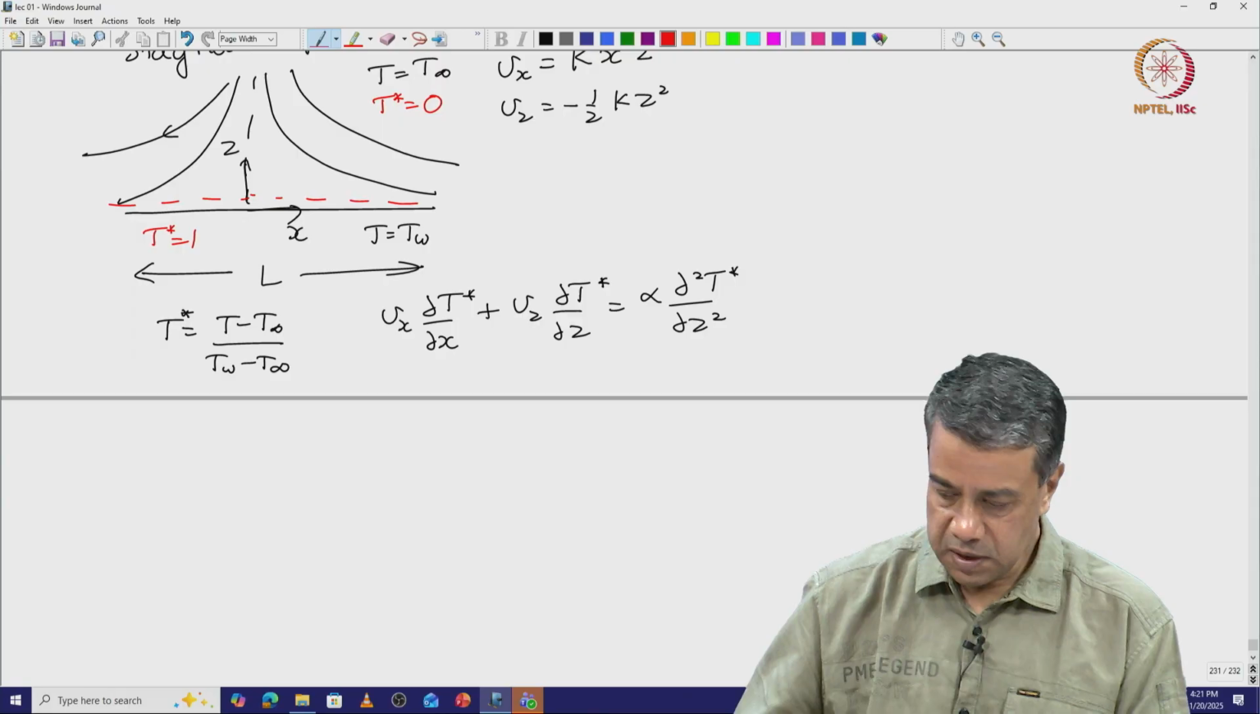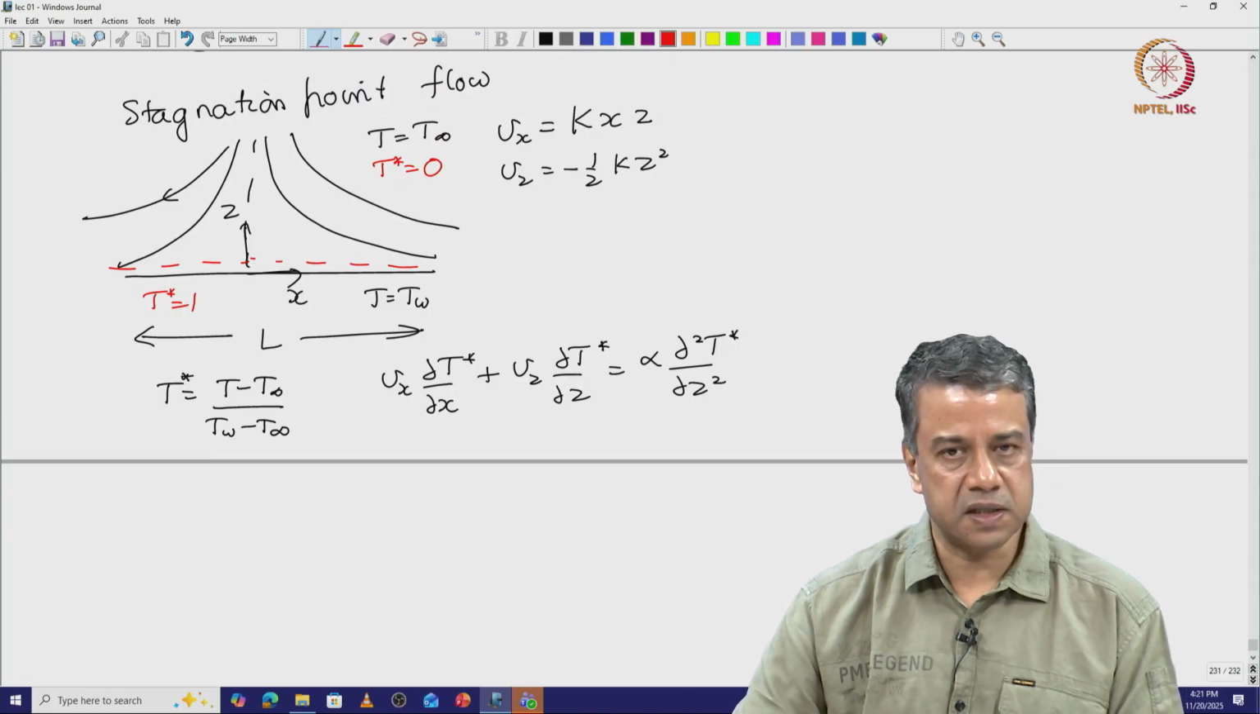So, for this problem of heat transfer at a stagnation point flow, how do we calculate the temperature field in terms of the similarity variable, and the boundary layer thickness in terms of the downstream distance? How do we calculate those two? That I will continue in the next lecture. I will see you then.